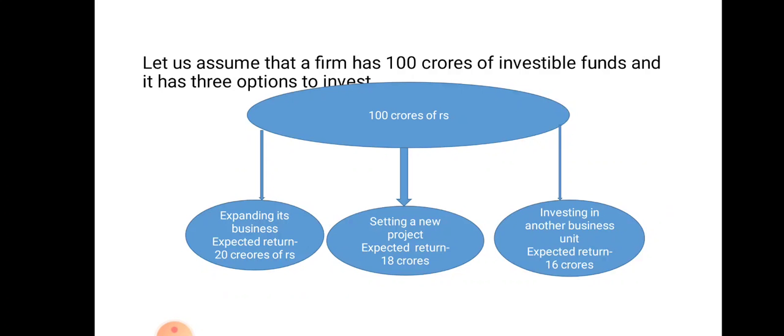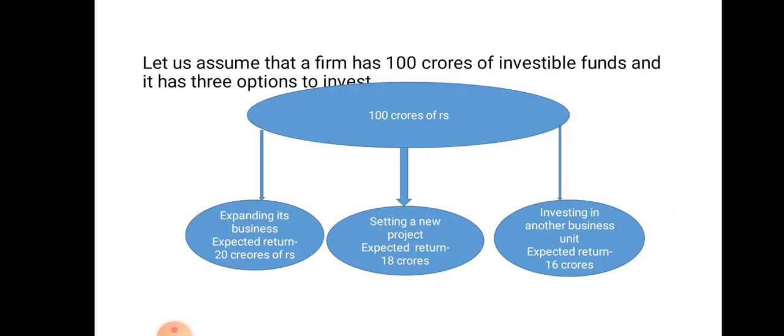So to choose the first alternative, you are rejecting the other two. Among the other two, which is the best? The one which is giving 18 crores. So to choose the first best alternative, you have foregone the second best alternative, that is setting up a new project, and that is the opportunity cost of this alternative.